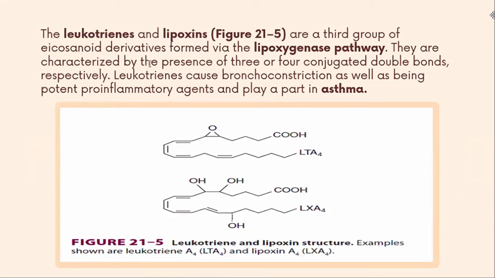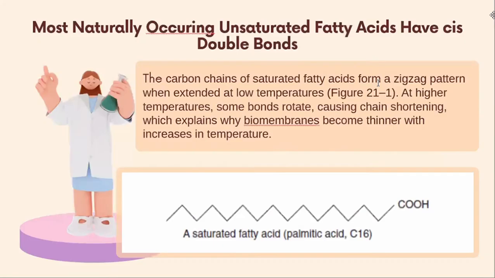The leukotrienes and lipoxins are a third group of eicosanoid derivatives formed via the lipoxygenase pathway. They are characterized by the presence of 3 or 4 conjugated double bonds, and leukotrienes cause bronchoconstriction as well as being potent pro-inflammatory agents, which play a big part in your asthma.